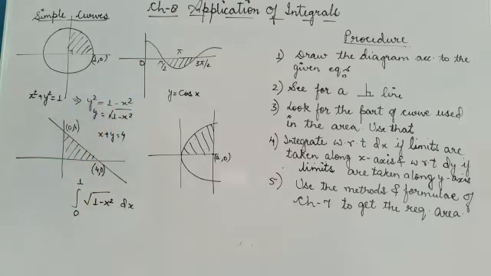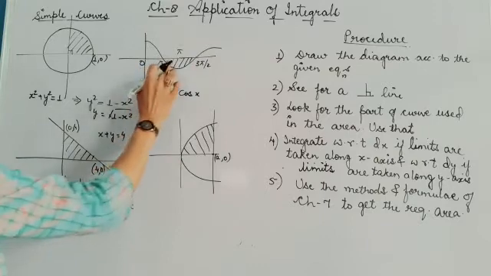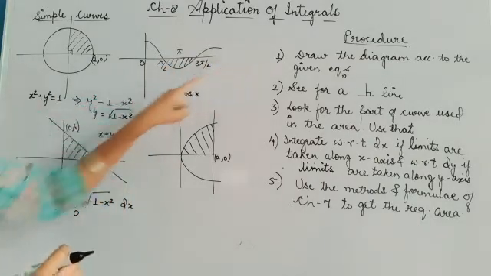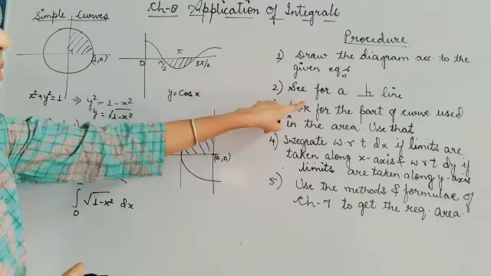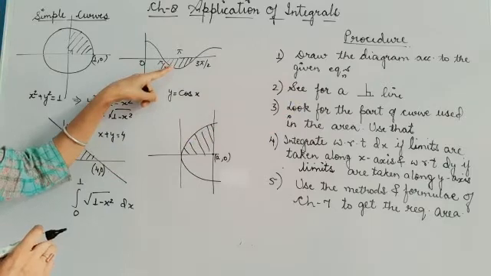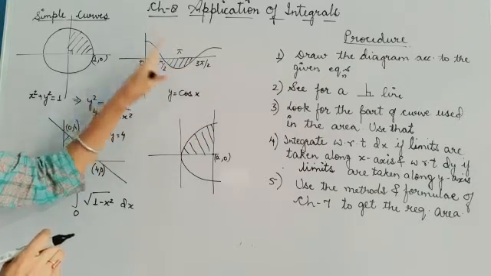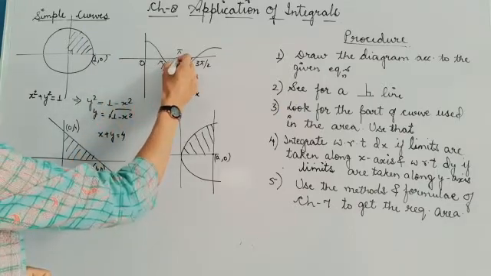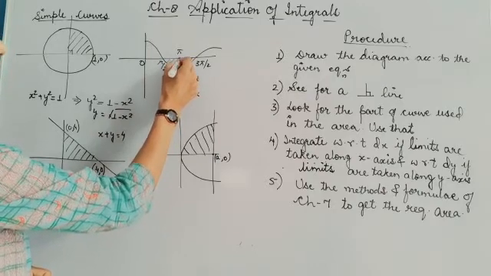Let's see the next figure. This figure is given to you for cos x. Now I need to find the area of the shaded region. Alright, so draw the diagram. According to the function I have drawn the diagram. See for a perpendicular line in the shaded region. I don't have any perpendicular line in this. So my aim will be to get a perpendicular line. For that I will draw a perpendicular line on my x-axis.